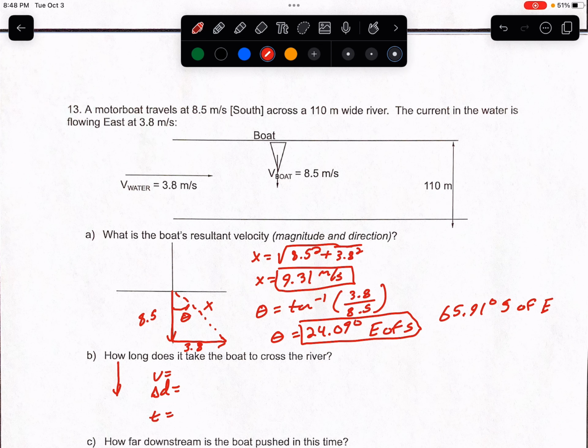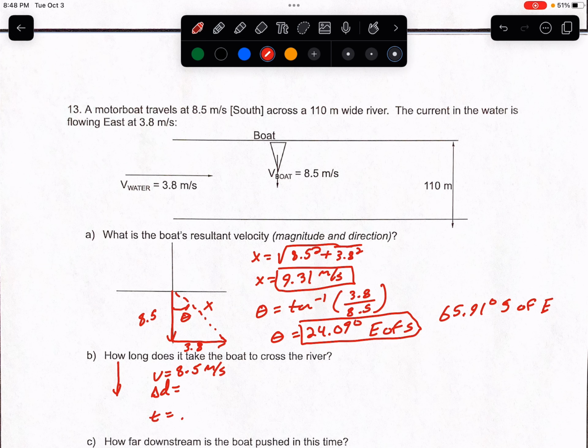So if I'm talking about going across the river, I'm going to use the velocity that goes across the river. Okay, I cannot use the resultant that I just found. I'm not going to use the river. I'm not going to use 3.8. I'm going to use the velocity of the boat because that is the only thing that's moving directly across the river. So 8.5 meters per second.